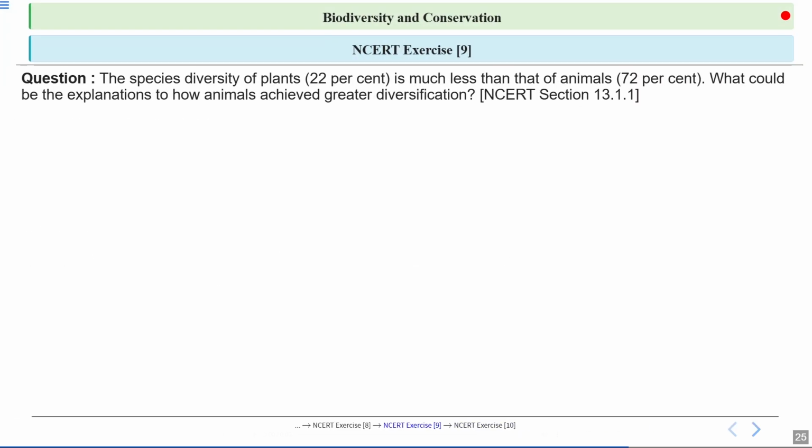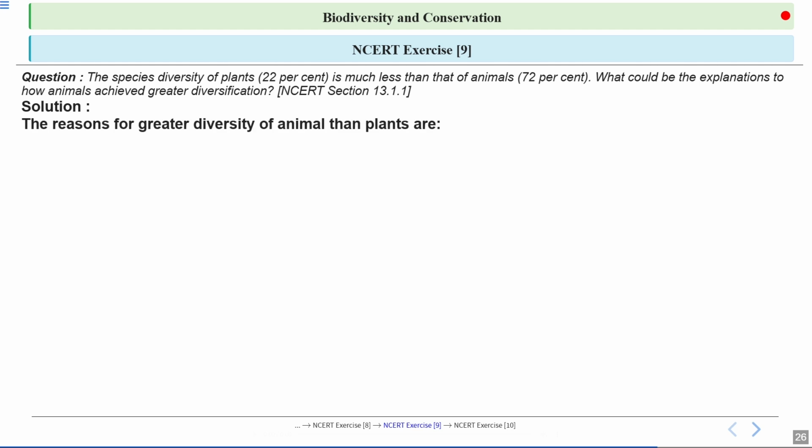Next question. The species diversity of plants is 22%, and this is much less than that of the animals, which is 72%. Now, what would be the explanation for how animals achieve greater diversification? Let's have a look at the answer.